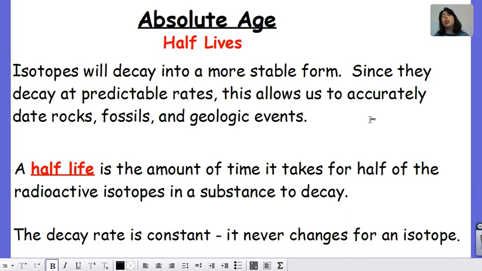And as I mentioned earlier, the decay rate is constant, meaning it never ever changes, and you can't do anything to actually change that decay rate. So if I were to heat it up, cool it down, crush it, the rate at which those isotopes break down will still stay the same. You cannot change the half-life length.